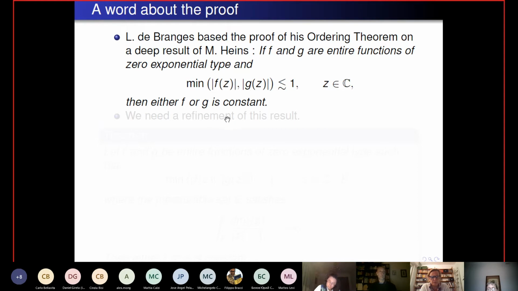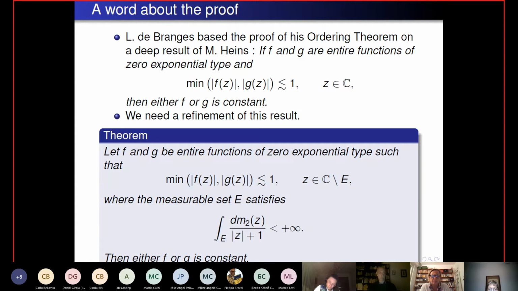Okay, but for our purposes, we need a refinement of this. And here is the beautiful thing that you can do. You have the same situation, the minimum is bounded, but again, outside an exceptional set.